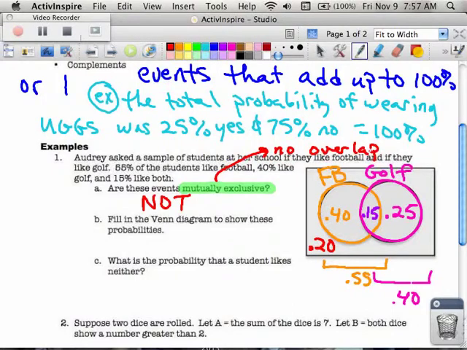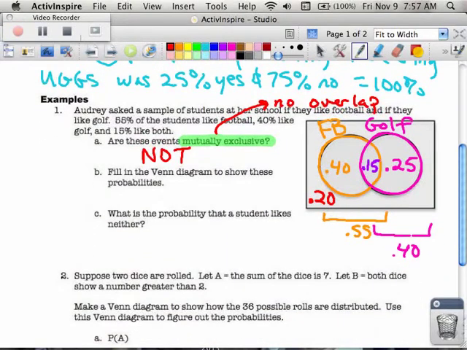So since they overlap, they're not mutually exclusive. If they were completely separate, they would be mutually exclusive. Part B, we've already done. That's what this is right here. We filled in the Venn diagram. This picture is called a Venn diagram.